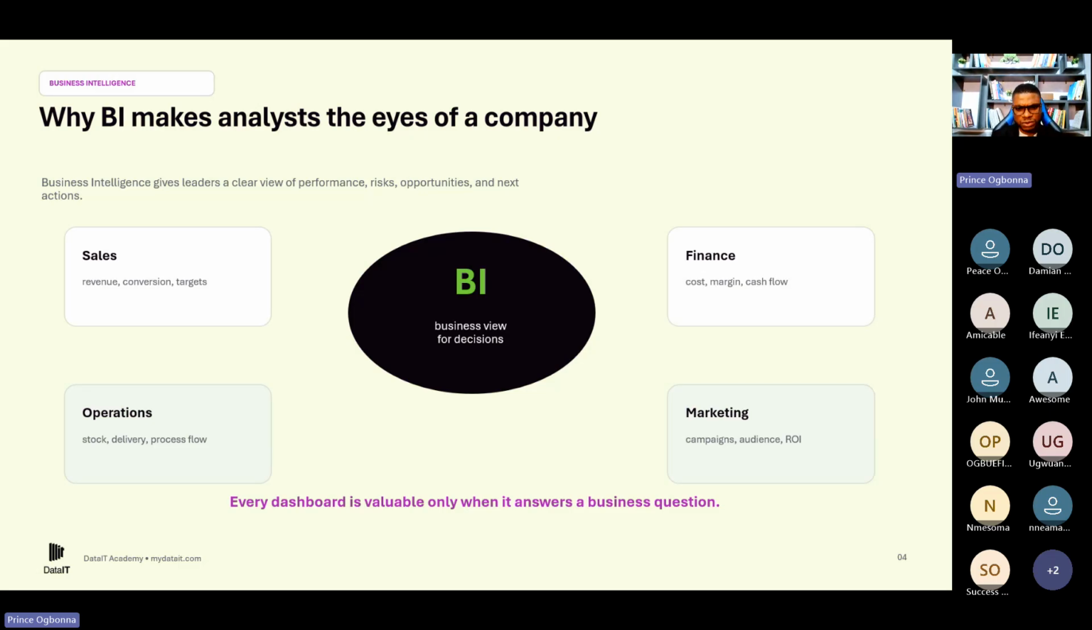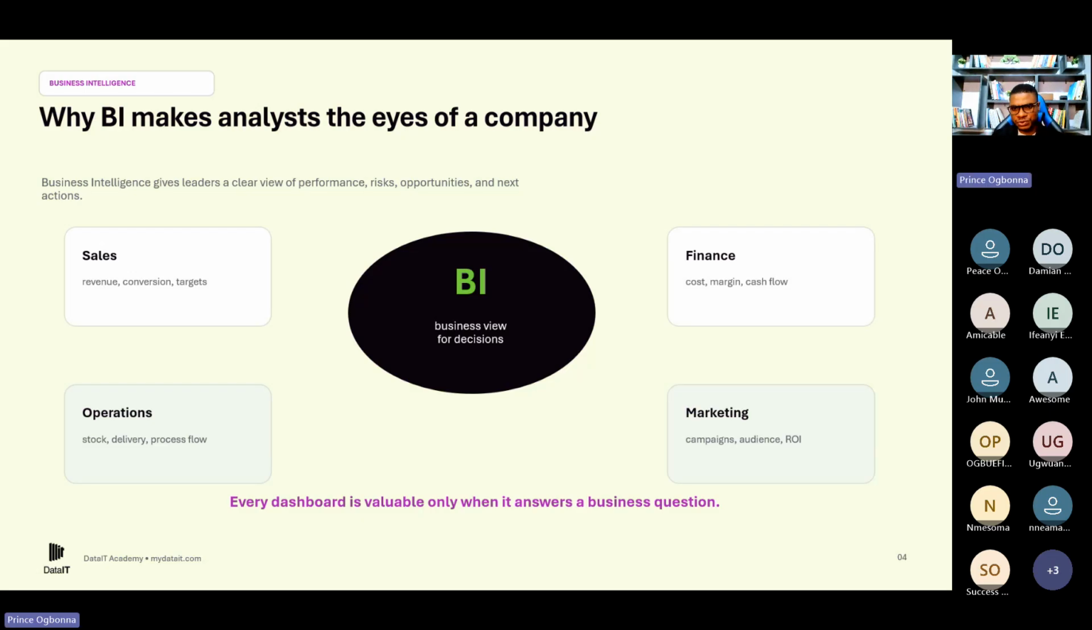Every dashboard is valuable only when it answers a business question. We are going to get there. Every chart you make as a data analyst must be a chart that answers a question. You don't make charts because they are beautiful, or because they're nice to the eye or the UI is great. No, you make it with a goal and objective.